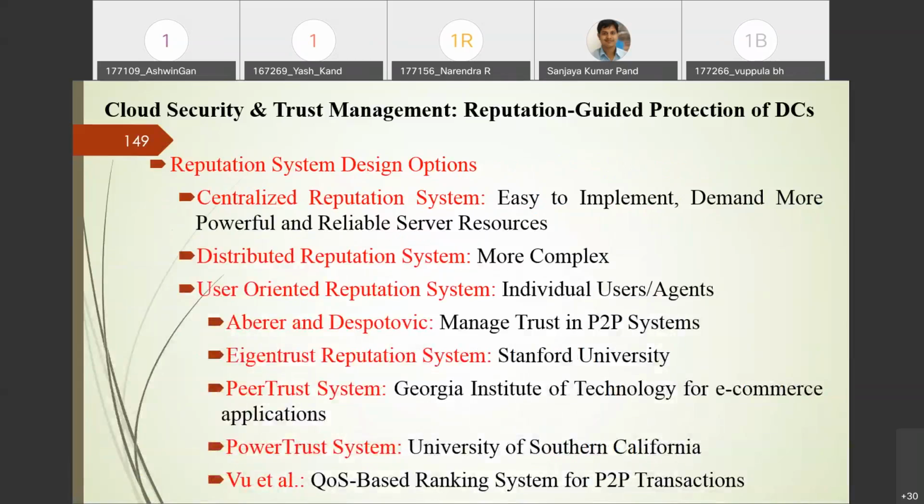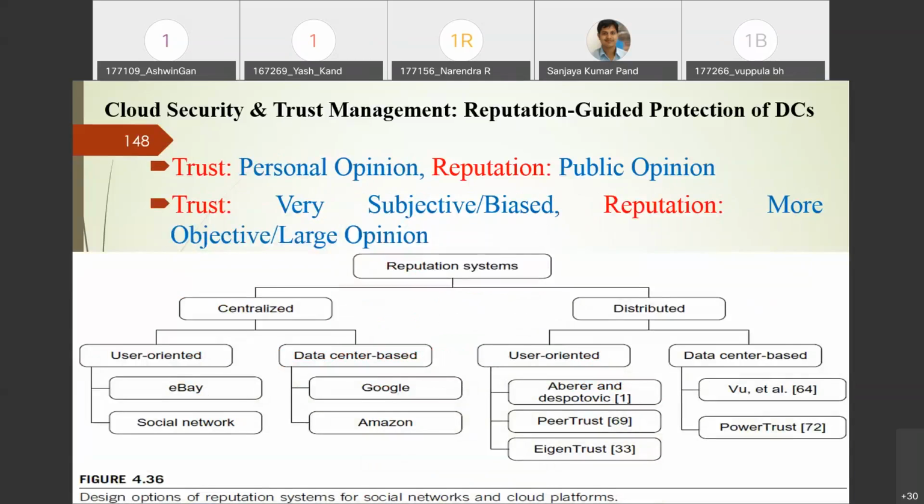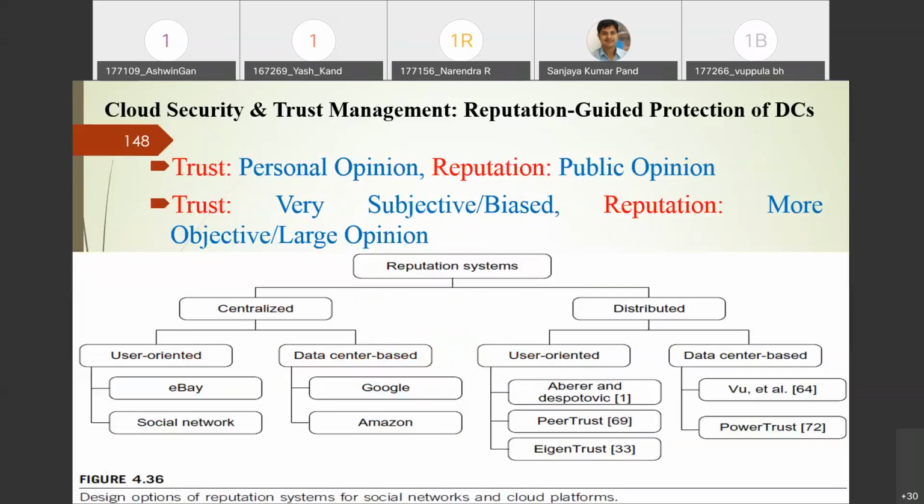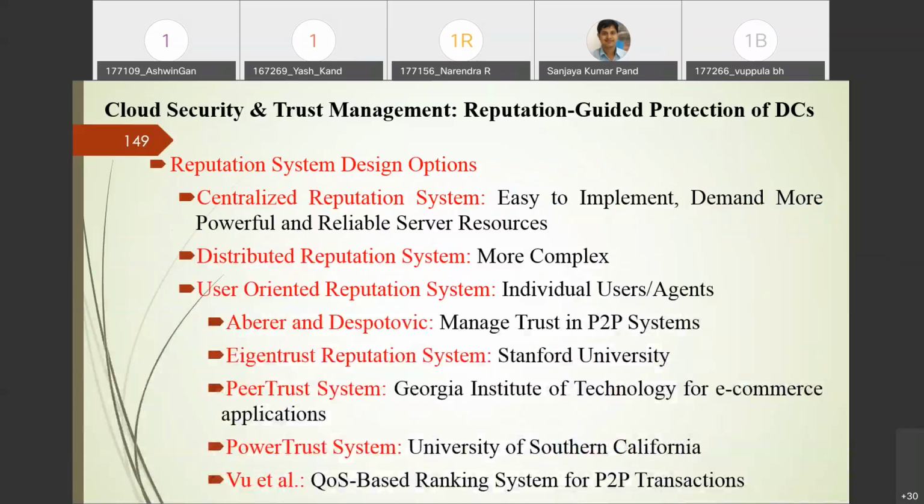So in the user-oriented part, what are we focusing on? We are focusing on individual users or agents, right? For example, you can see the first work, highlighted in the distributed user-oriented system, by Eberer and Despotic, right? They are managing trust in the P2P system. So this is research by two scientists, and they follow this P2P system in order to manage the trust.